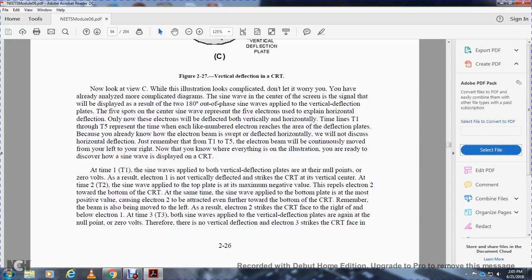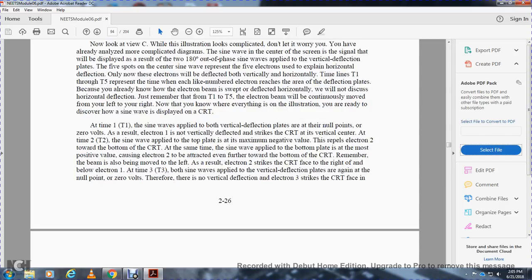Now that you know everything in the illustration, you're ready to discover how the sine wave is displayed with the cathode ray tube. At time 1, at transformer 1, the sine wave is applied to both of the vertical deflection plates at the null point over 0. The result is that electron 1 is not deflected vertically, but strikes the cathode ray tube face at the vertical center.